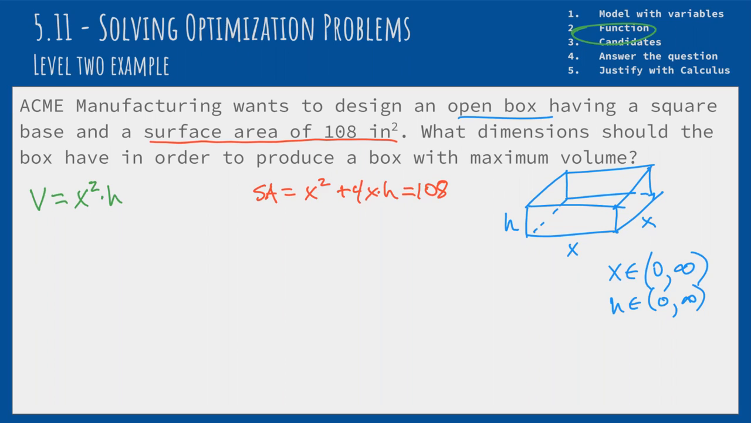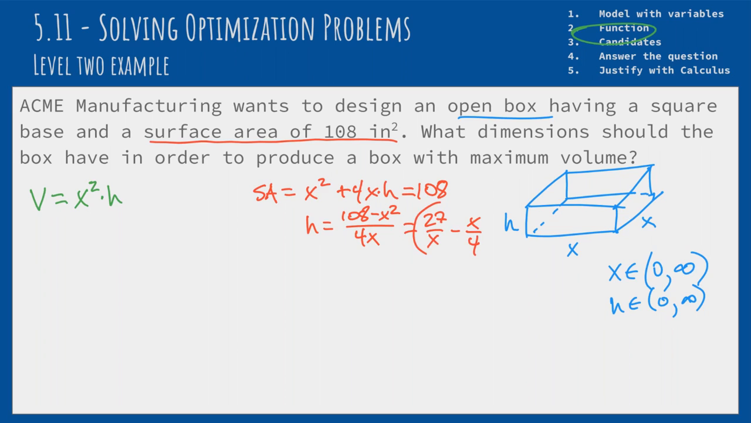I think the easiest variable to solve for, since there's an x squared and an x here, is h, it's going to be easier to get h by itself. So let's do that. We get h equals (108 minus x squared) over 4x. And that's going to equal, I'm going to simplify this and divide each term here. So 108 divided by 4 is 27. So we get 27 over x minus x over 4.